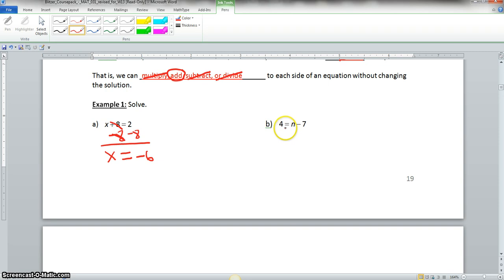Now we go here to b. We have 4 is equal to m minus 7. So what we need to do is get the variable by itself. We will add 7 to both sides. So 4 plus 7 is 11. It equals m. We'll bring down the m, and these 7's will simplify out.